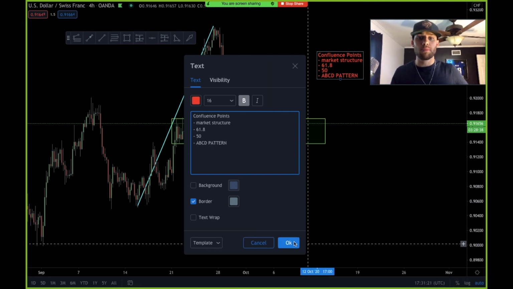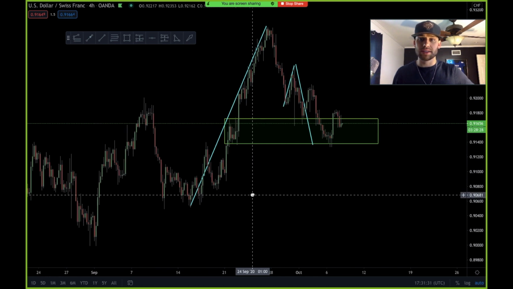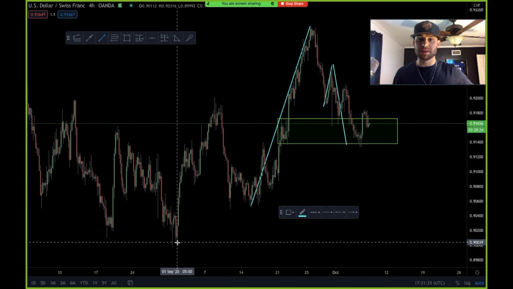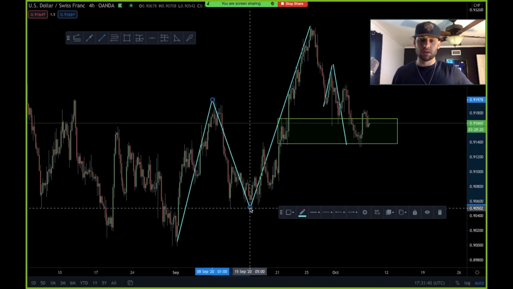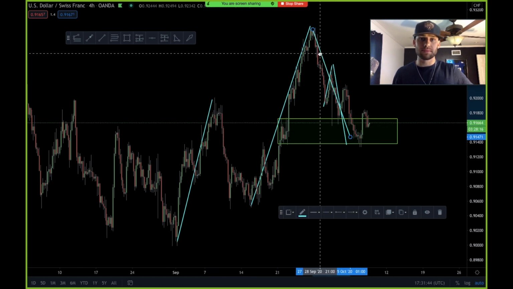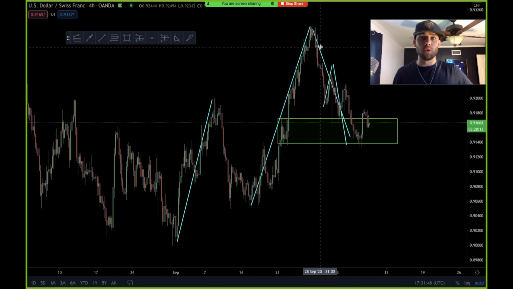All right, so now that's 4 points of confluence. So once again, we've got the market structure as one, we've got the 61.8, the 50%, and now the ABCD pattern. And the last thing I'm going to do is see if this one works as well. I think it's going to be a little bit too long, but I'm going to try it. So basically this swing looks like this. Swing low, swing like this. So I'm going to take this leg now. Let's see if it does the same thing. Boom. Another ABCD pattern.